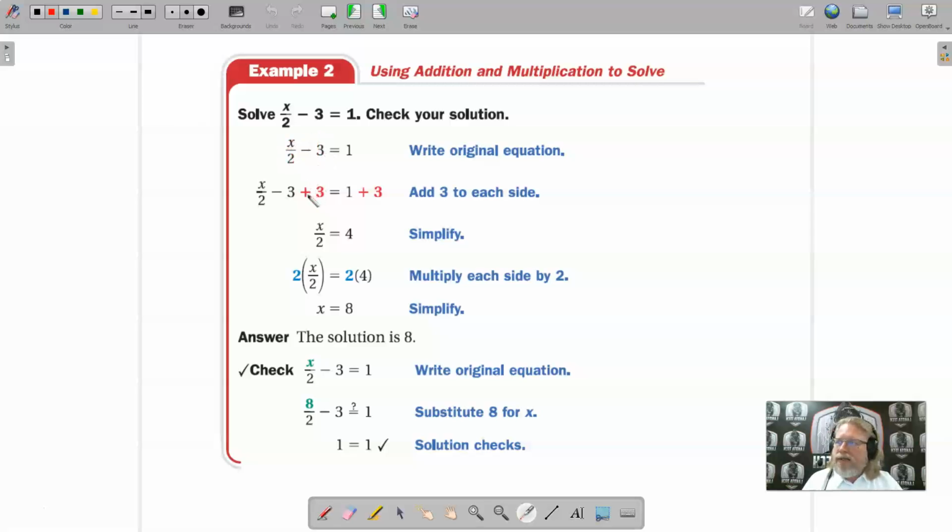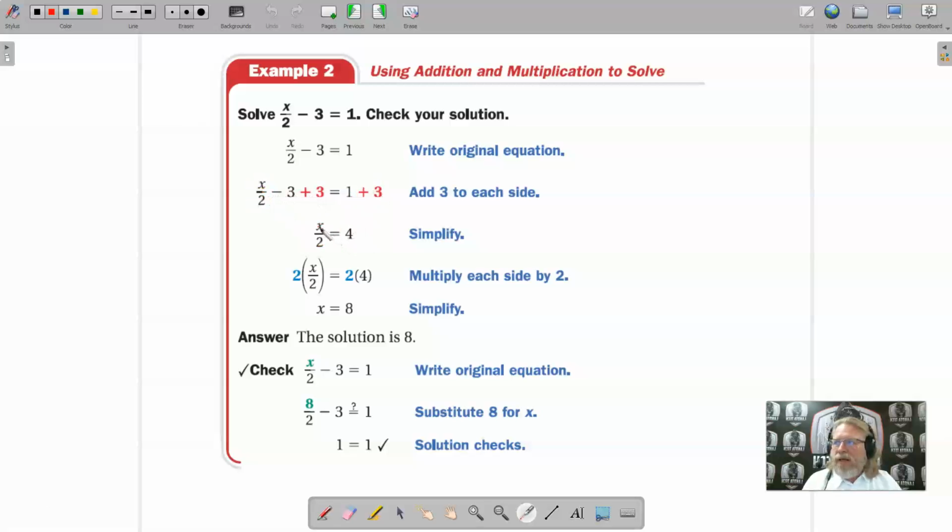The opposite operation is addition. We're going to add the very number we wish to get rid of, which is the 3. And what we do to one side, we're going to do to the other. So these are opposites. Negative 3 and positive 3 is going to produce a value of 0, leaving us with just x over 2. And 1 plus 3 is 4.